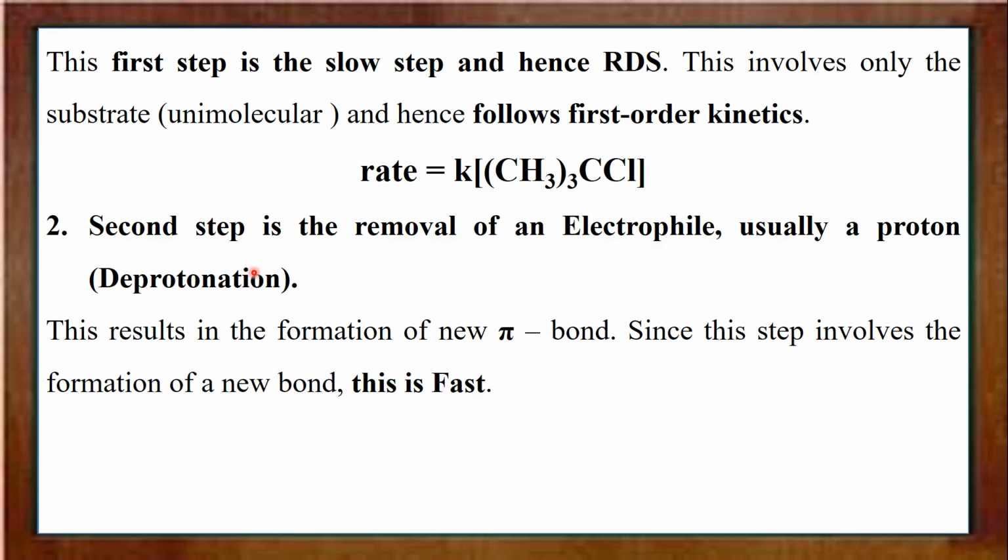The second step is removal of an electrophile, usually a proton, which we call deprotonation, and this deprotonation takes place from a carbocation. So for the second step, reactant is carbocation, product is alkene. From a charged particle, a neutral molecule is generated along with the formation of a new pi bond. Since it involves the formation of a new bond and the reaction goes from ion to neutral molecule, this step is the fast step.